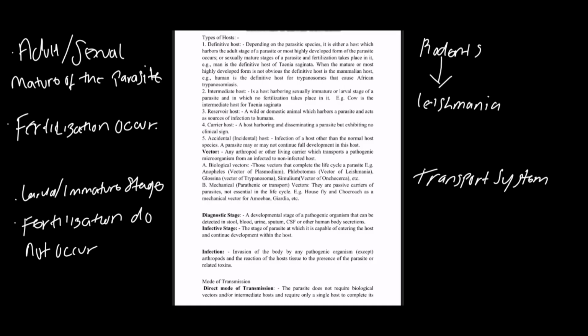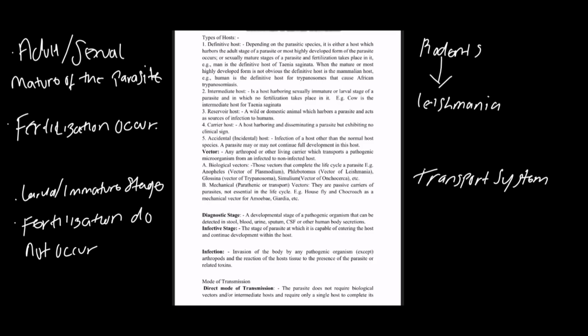The mechanical vector, these are vectors that just carry the parasite. There is no developmental stage of the parasite that occurs there. A very common example is the housefly, which acts as a mechanical vector for intestinal parasites like Giardia and Amoeba.